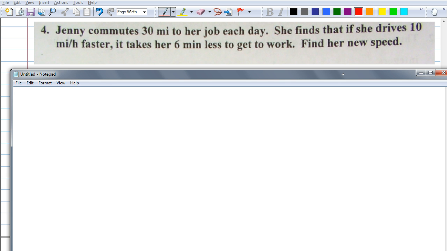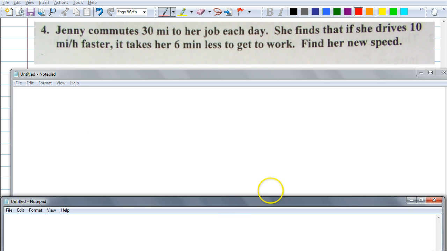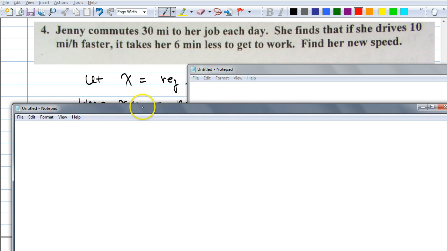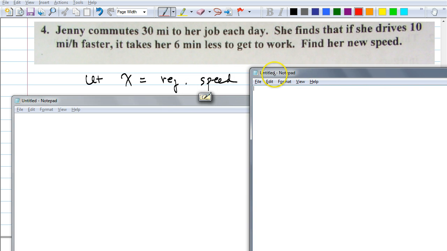What are our unknowns? Her original speed and something else. Her new speed, yes. Anything else, Talene? The time that it takes her usually to get to work, and also the new time, I guess. Okay. What about distance? Do we know the distance? Yeah, 30 miles. We do know it. They told us. So you're right. Let's declare this together. Let's declare the variable for the rate. I should have done r, but sorry, I did x. Let x be the regular speed.